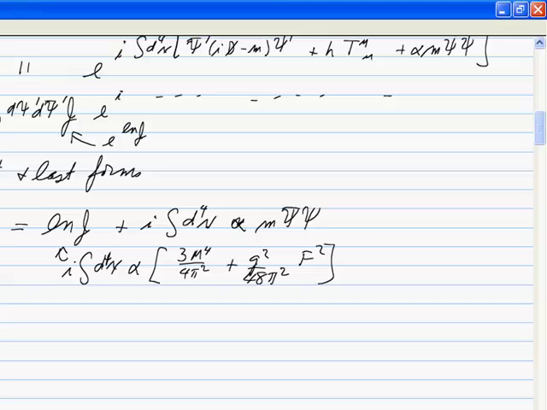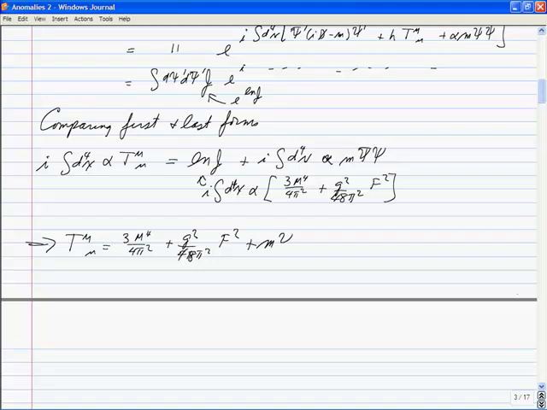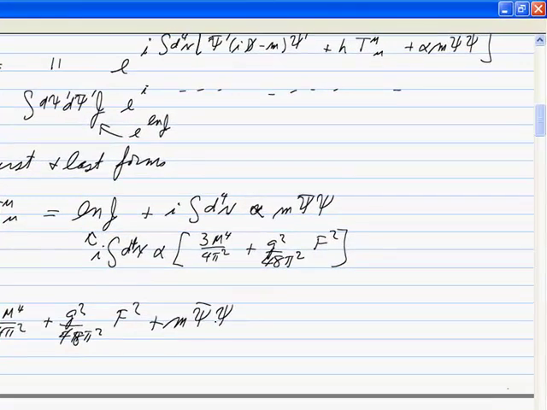So equating these now, you equate the powers of alpha. Alpha is arbitrary. It implies that we've derived T^μ_μ is 3m^4/4π² + g²/48π² F² + m ψ̄ψ. So the usual piece we get is the obvious explicit breaking, and this is the anomaly.